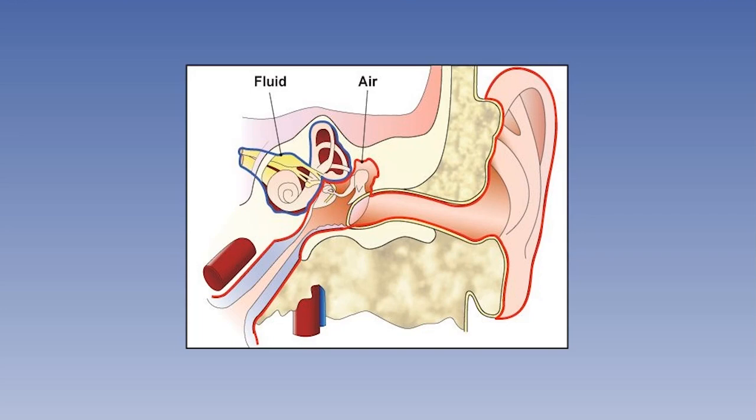If impedance did not match, most of the sound would be reflected at the air-fluid interface, and would be unable to generate a pressure wave within the fluid. Just such an interface exists between the middle ear, which is full of air, and the inner ear, which is full of fluid.